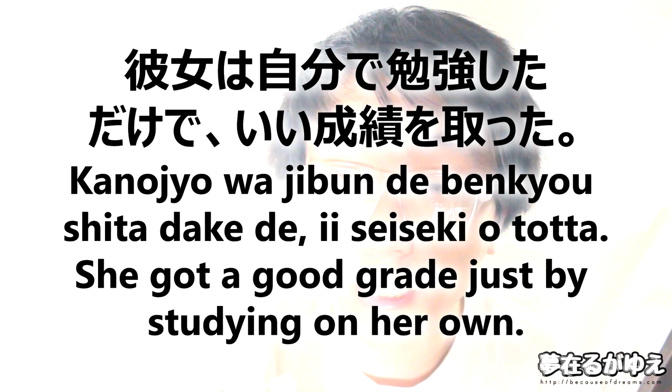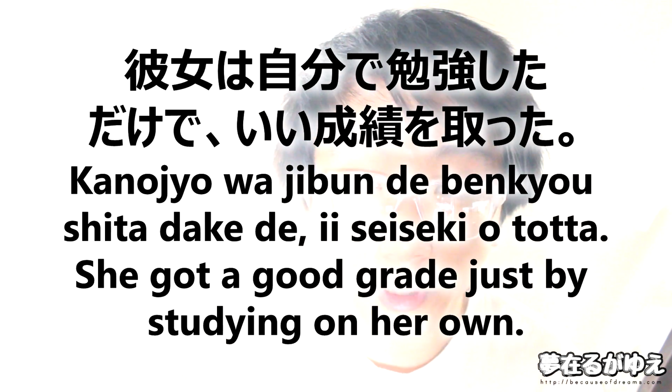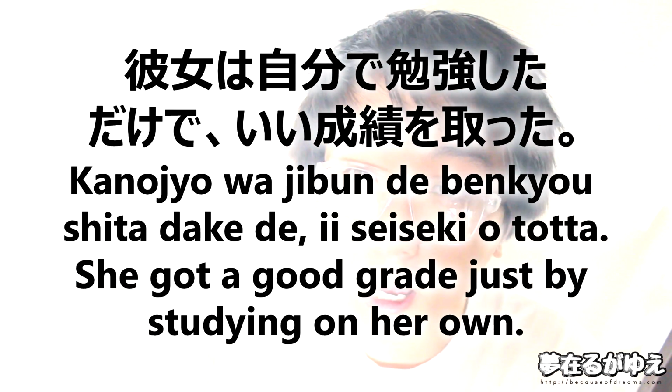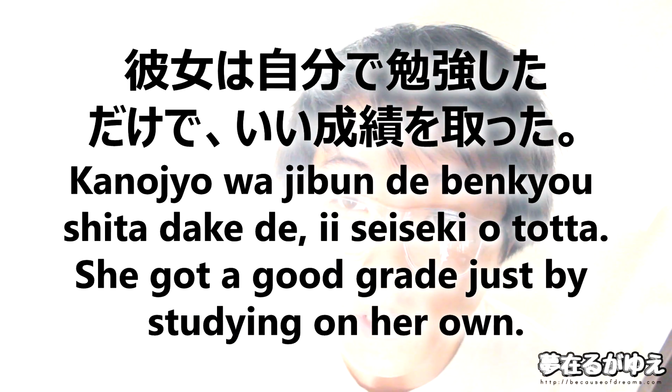So let's break down the sentence bit by bit. First up, we have 彼女. This is going to mean girl, she, or her. It's going to be the topic of the sentence here. That's why we're going to mark it with the particle wa right after. So 彼女は. Then we have jibun de, and the word jibun is going to mean basically yourself or oneself, and we have the particle de right after that to make it kind of an instrument marker, so by yourself, by oneself.